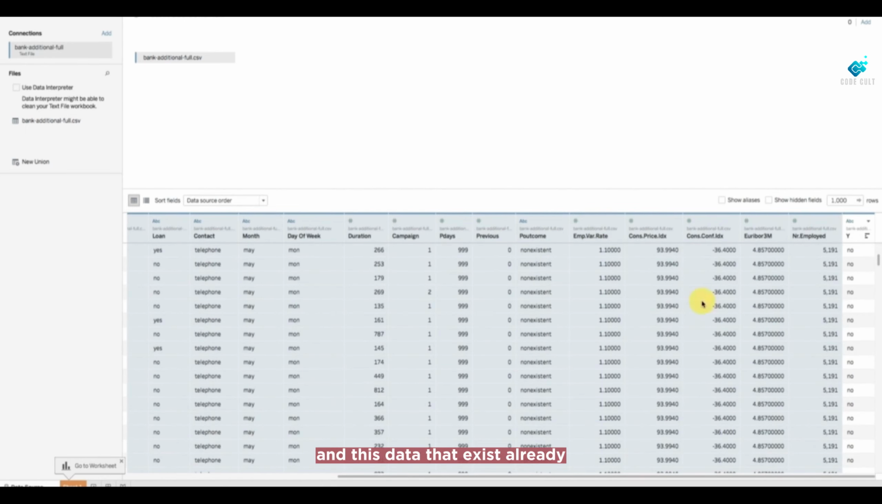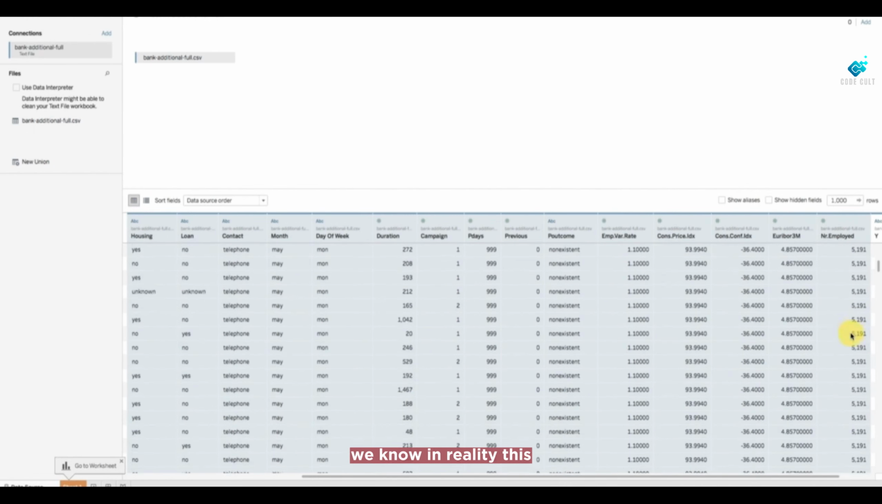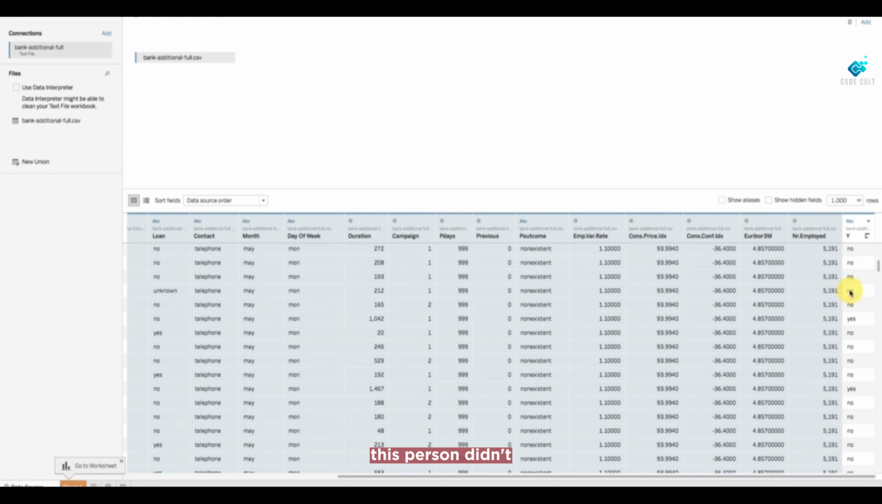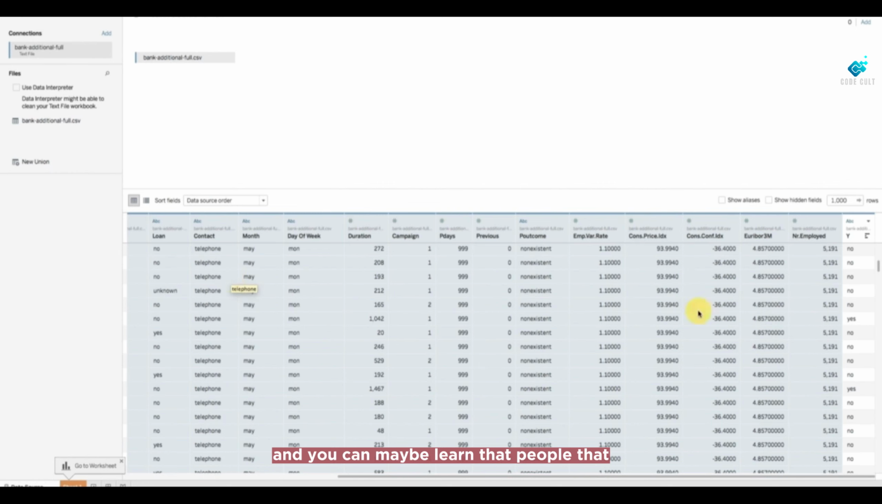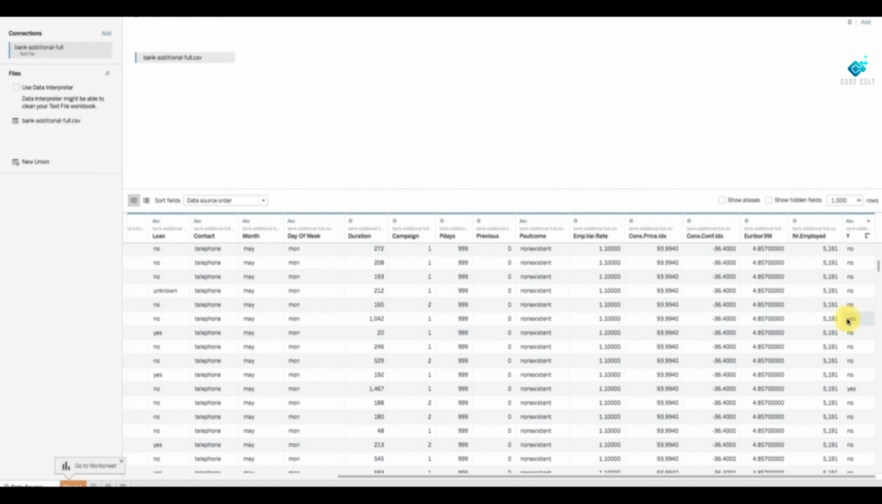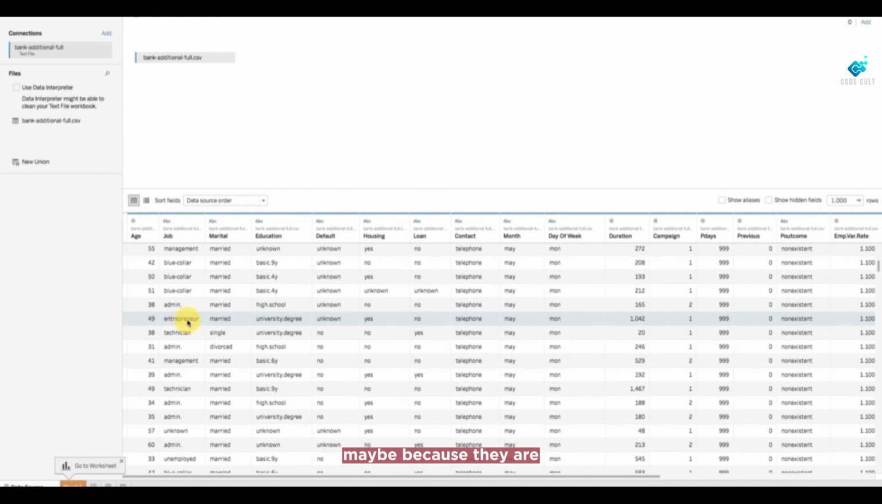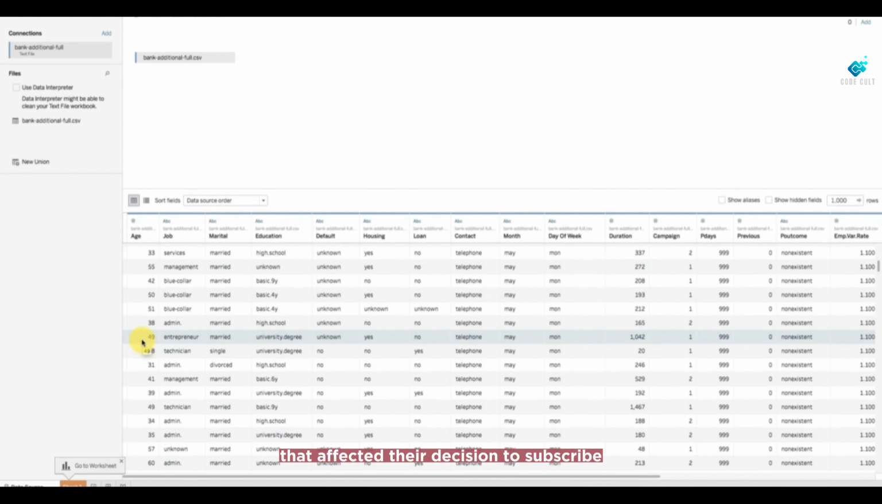And this data that already exists, we know this column, right? We know the result. So this is like training data, because in this data we know what happened. We know in reality this person didn't subscribe, this person didn't, but this person did. So in real life, you have all of these examples from which you can learn. Why is this person special? Why did they subscribe? Maybe it's the age that affected their decision. Maybe we'll see that age is correlated with people taking up this term deposit.